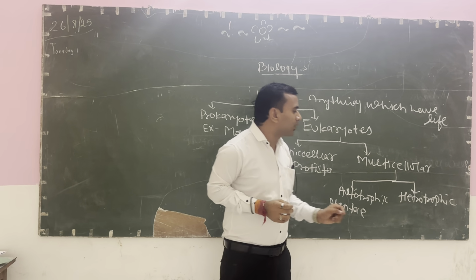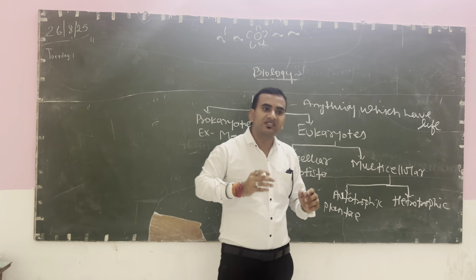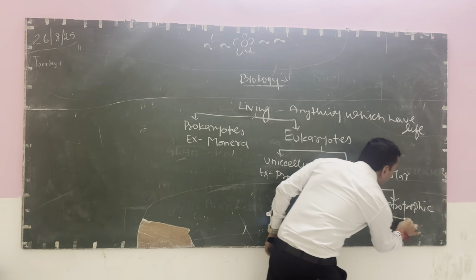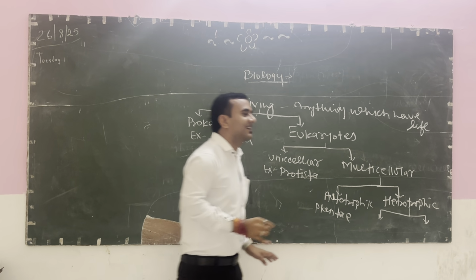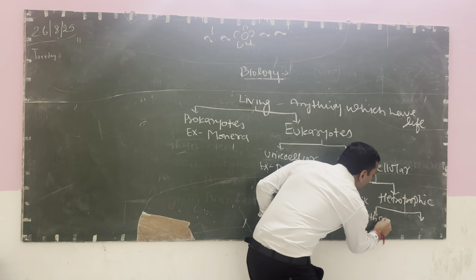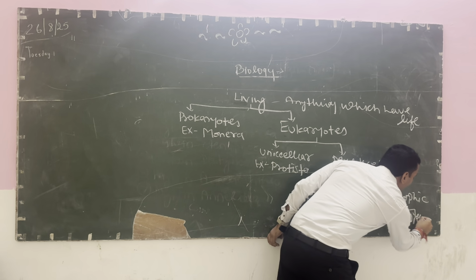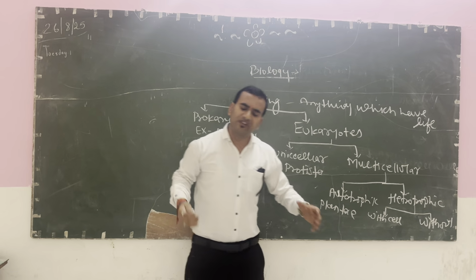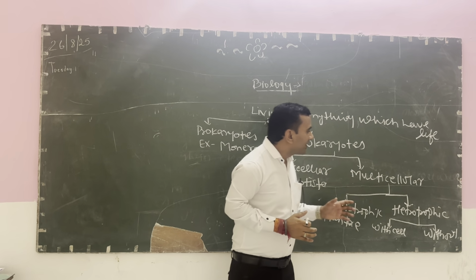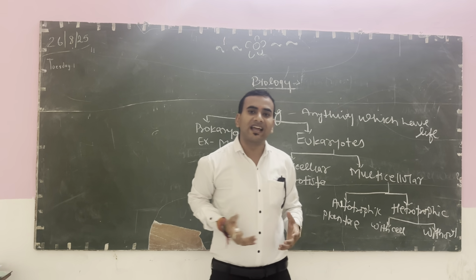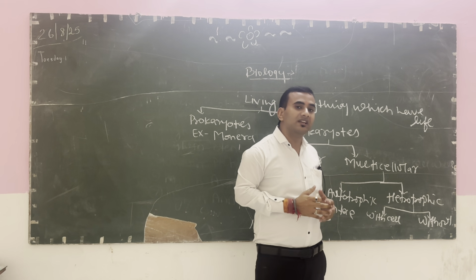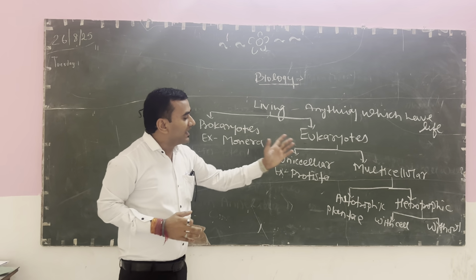Okay. Now next is heterotrophic. Heterotrophic means the organisms which depend on others for their food. Heterotrophic is further classified into two parts: with cell wall and without cell wall. We all know the cell wall is only present in plants. Okay. And animals lack a cell wall. So this is understood: kingdom Animalia is included in those without a cell wall.